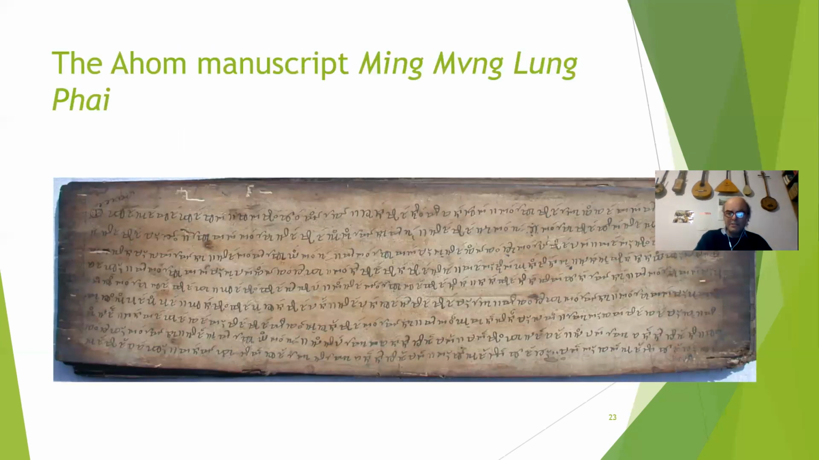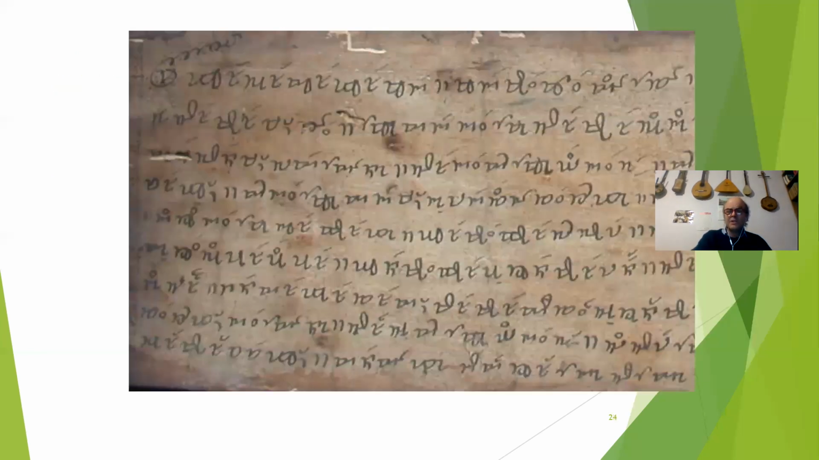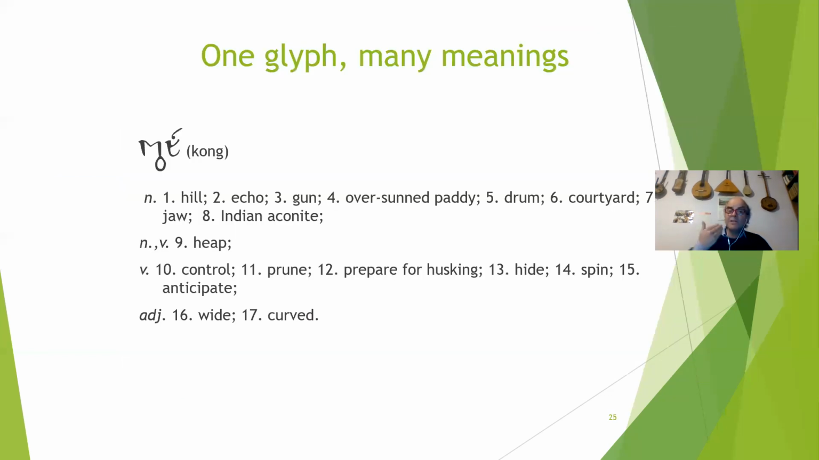You all know what an Ahom manuscript looks like. I'm going to skip through this a little bit. It has very few symbols and no tone marks. That makes it very difficult to interpret because you can have a word like gong, which might also be pronounced guang, which can mean all of these things. All of these meanings have been found in some place or another.